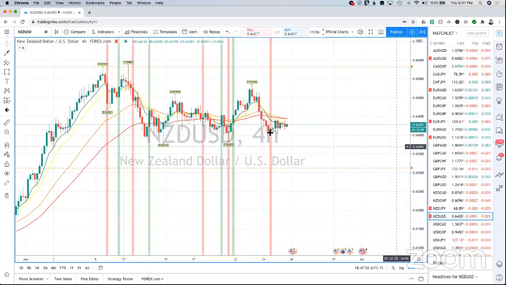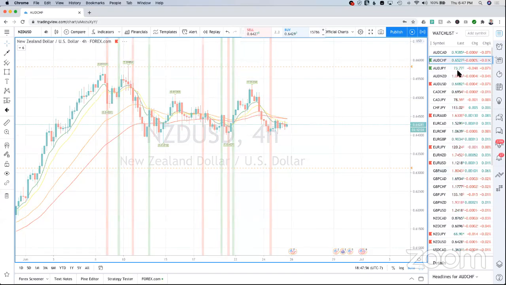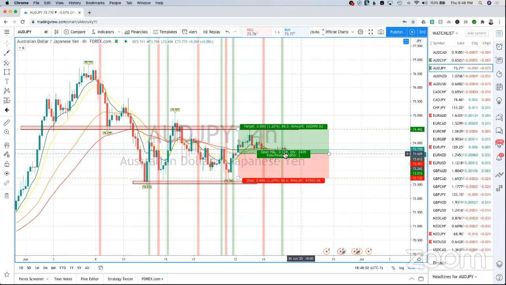Also for NZD USD, the only weird ones that we have are AUD CHF and AUD JPY. They're just moving sideways. Literally they're moving within the pivot. So there's no real direction that's been set.